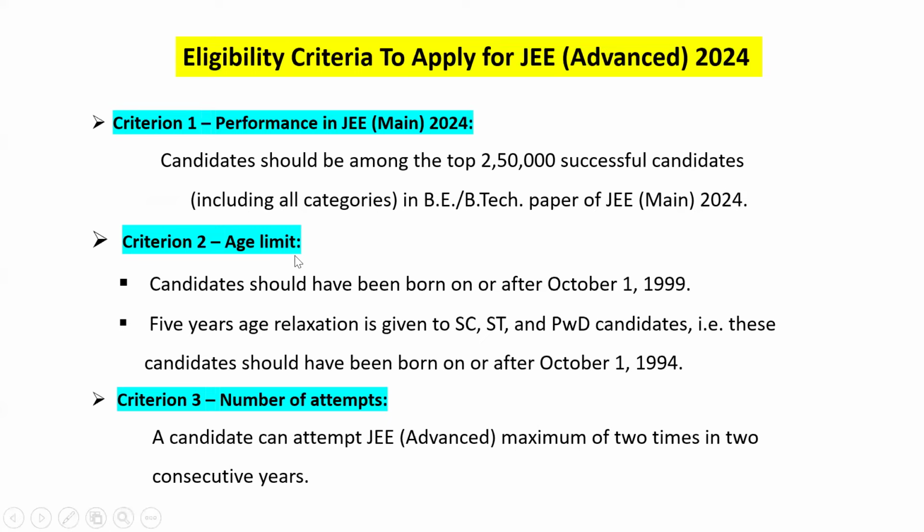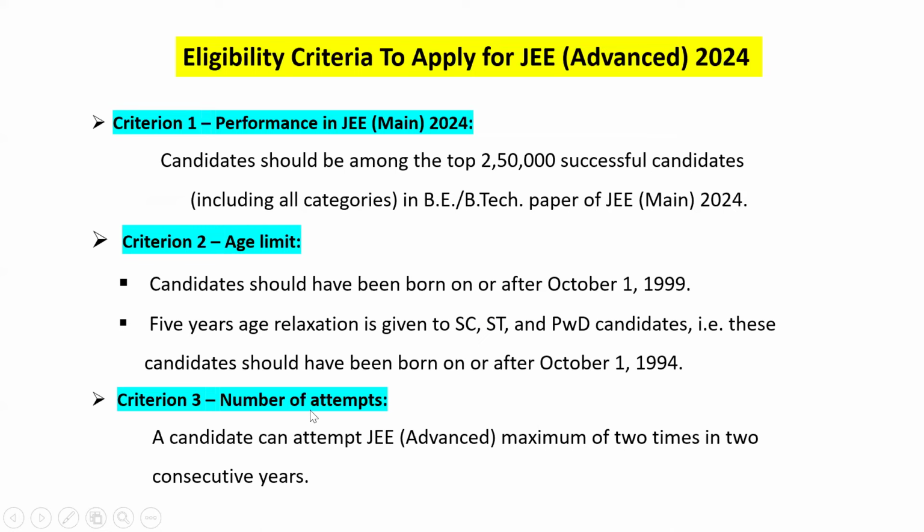Next, criterion 2 is related to the age limit. Candidates should have been born on or after October 1st, 1999. That is, the students who were born on or after October 1st, 1999 are only eligible to write this Advanced examination. And 5 years age relaxation is given to SC, ST and PwD candidates. That is, these students should be born on or after October 1st, 1994. Only these two categories of students are eligible to write this examination.